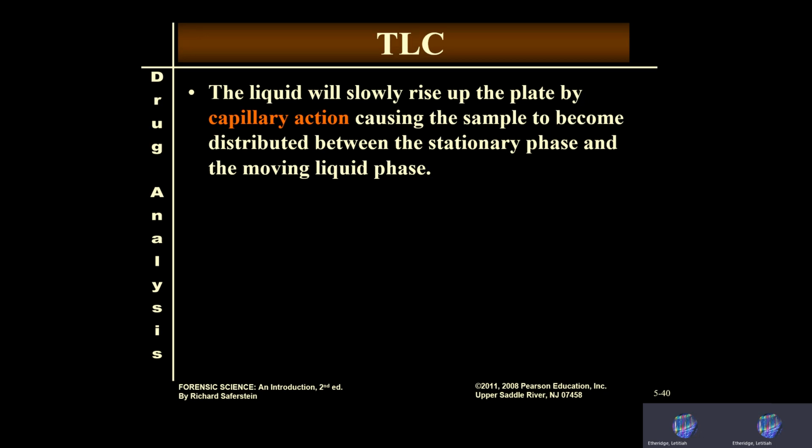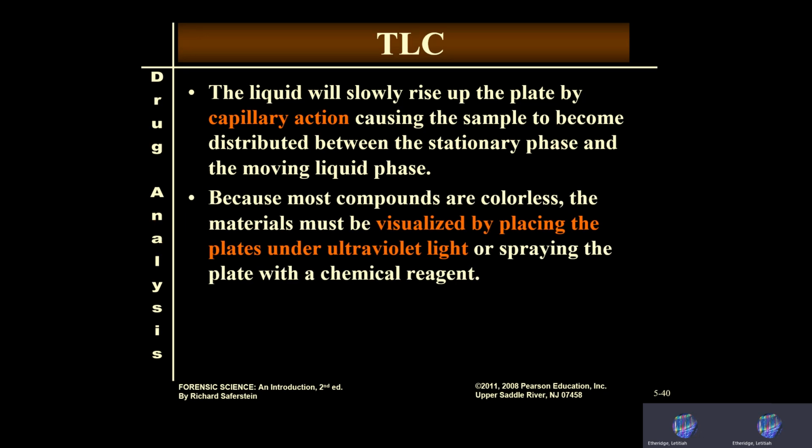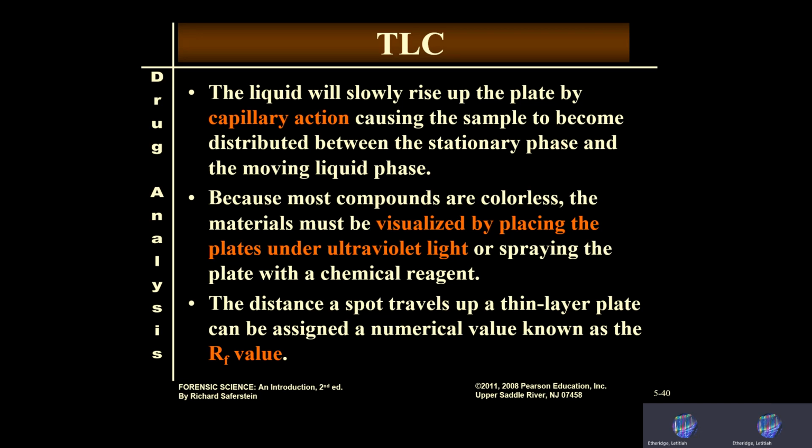The liquid is going to rise up the plate by something that we call capillary action, and it's going to cause the sample to become distributed between the stationary phase and this moving liquid phase. Because most of these compounds are colorless, you're going to have to use UV light to see the different chemicals. Normally we run the TLC and then we spray that plate with some sort of chemical agent, and then we take a look under UV light, and the different chemicals will have a different fluorescing range. The distance that spot is going to travel is called the RF value. We'll talk a little bit more about that when we talk about paper chromatography. It is applicable to all chromatography, but it's a little bit easier to see in paper chromatography.